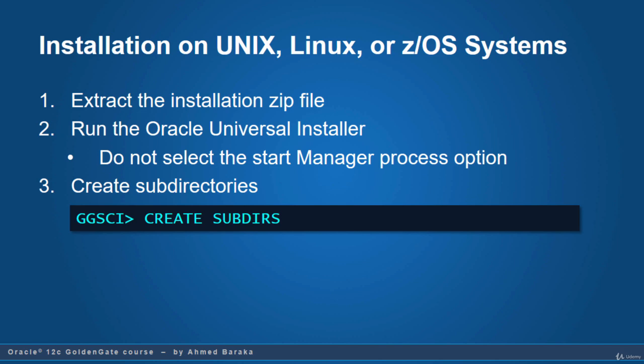Installing the Oracle GoldenGate software on Linux or Unix systems is quite easy. You just extract the installation zip file and run the Oracle Universal Installer from there. In the installer wizard, you don't need to select the option to start the manager process. You will do that later when you configure Oracle GoldenGate. After the installation is finished by the wizard, start the GGSCI command prompt and execute the command create subdirs. This command creates subdirectories under the GoldenGate home directory. You will do this in the practice that comes after this lecture.